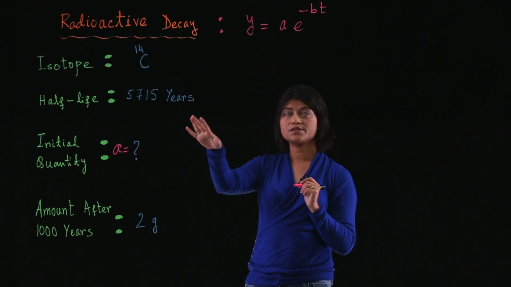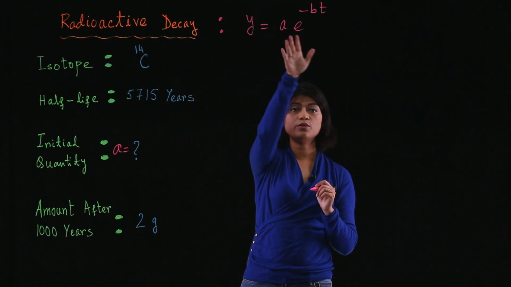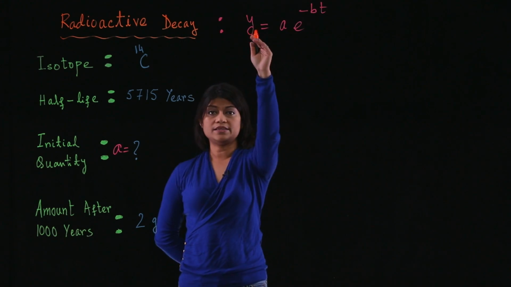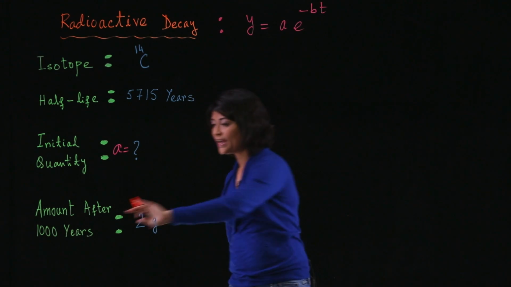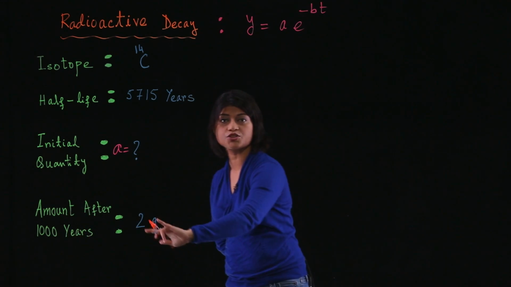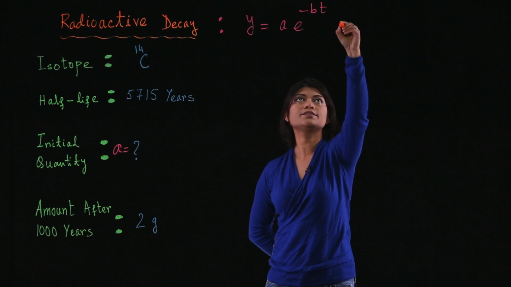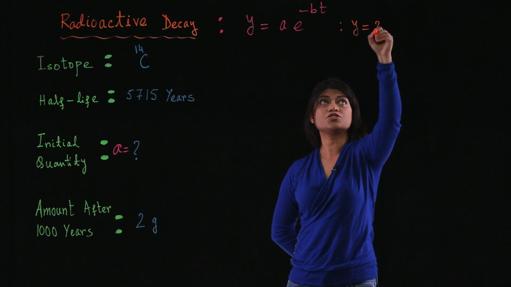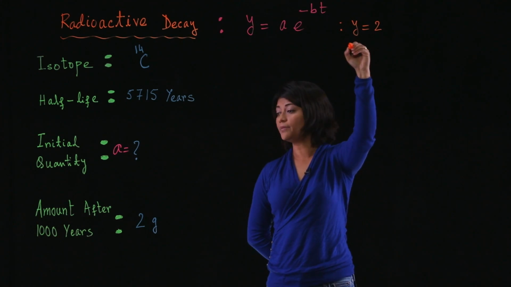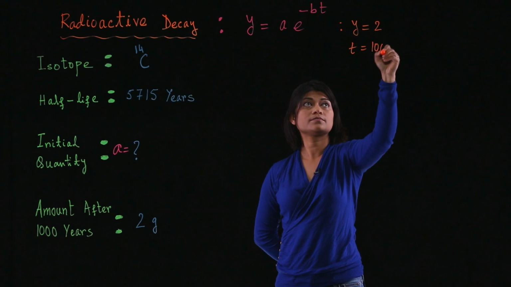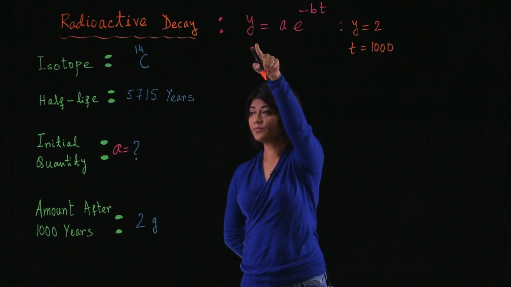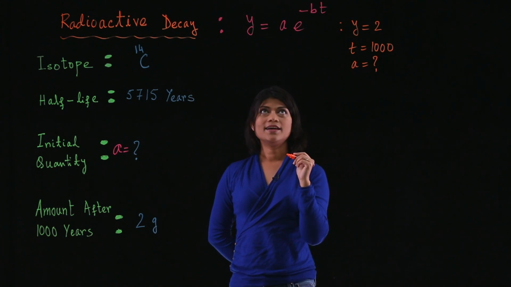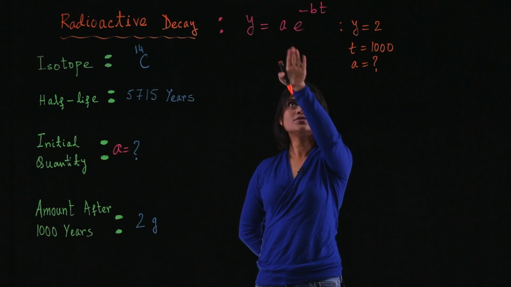Now let's see what is given to us so that we can plug everything into the equation and solve for a. Well, y is the final amount, and we have that the amount after 1,000 years is 2 grams. So y is 2 when the time t is 1,000. So t is given, y is given. A is of course what we have to find. That's the initial quantity.